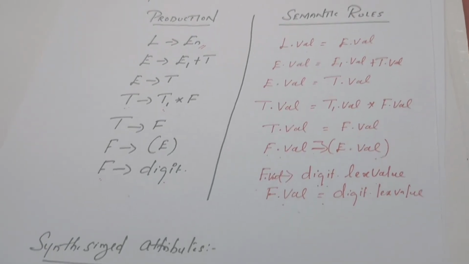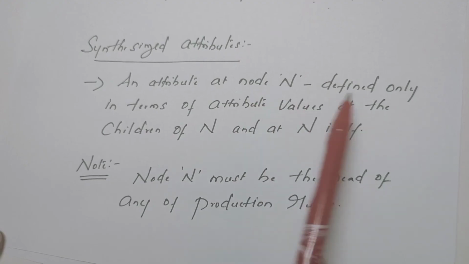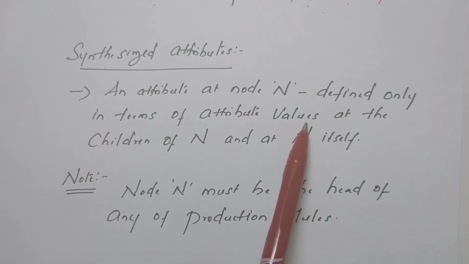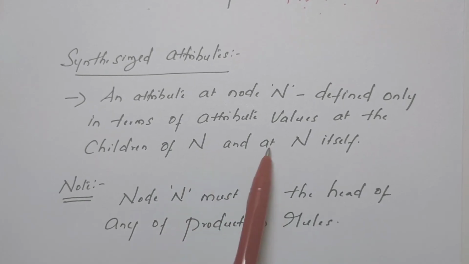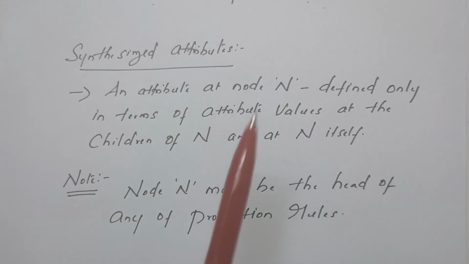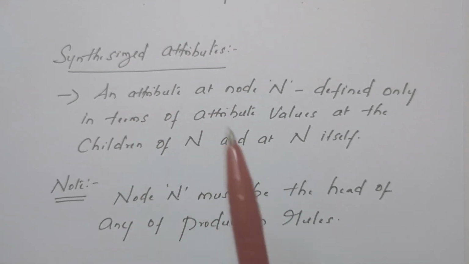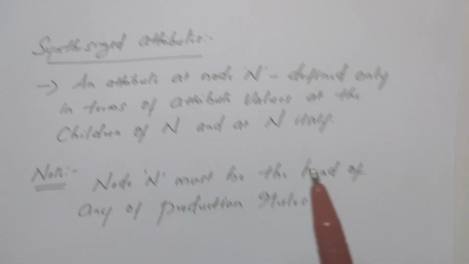An attribute at node n, where node here refers to the parse tree, is known as a synthesized attribute if it is defined in terms of the attribute values from the children of that node n and at n itself. Just know the definition. We will understand all these things with further examples in my upcoming videos.